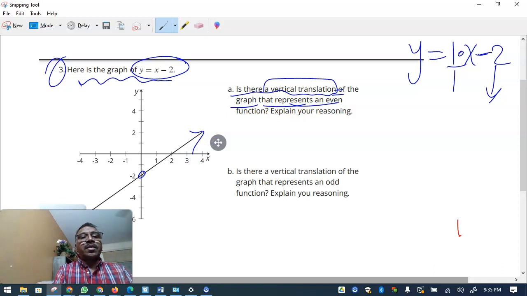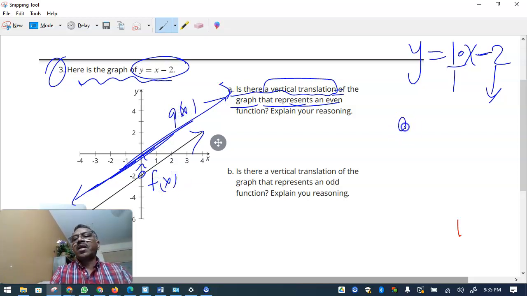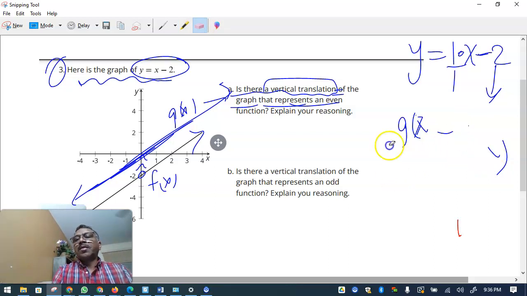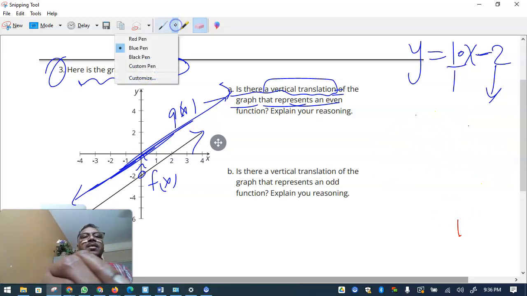So no matter where you take this graph, let's say if I want to take this graph two steps up, 2 units up. So this will be a line parallel through the origin. But if this is f of x and let's say this is g of x, the question is, if you reflect, do you get back the same thing? Is g of x the same as f of minus x? That's the question.